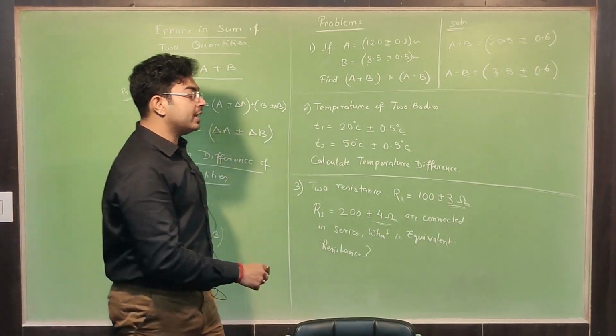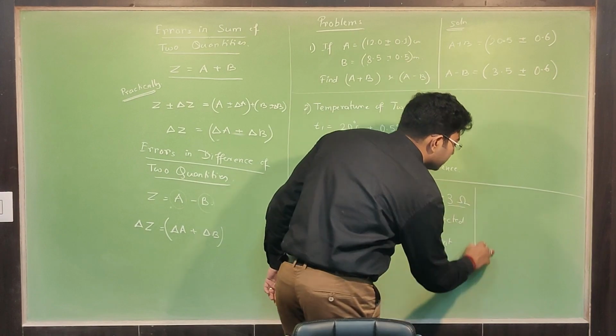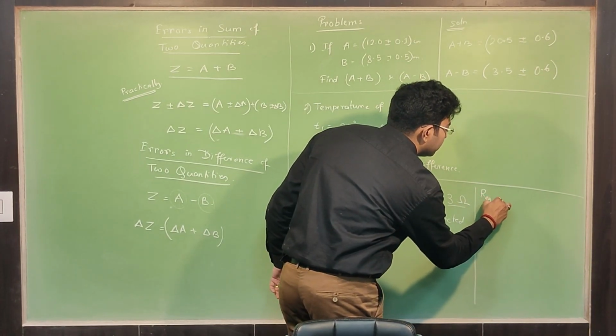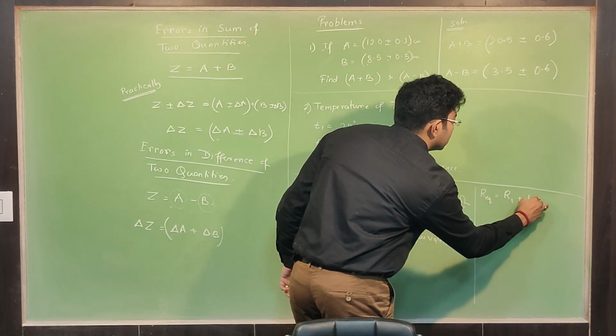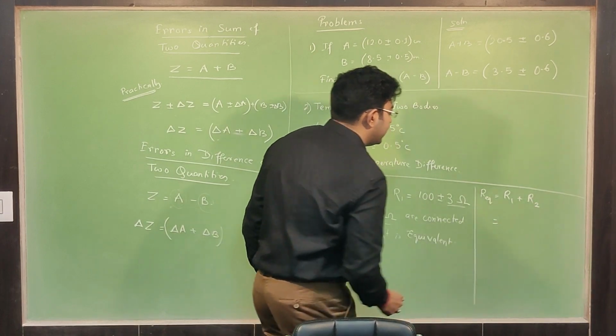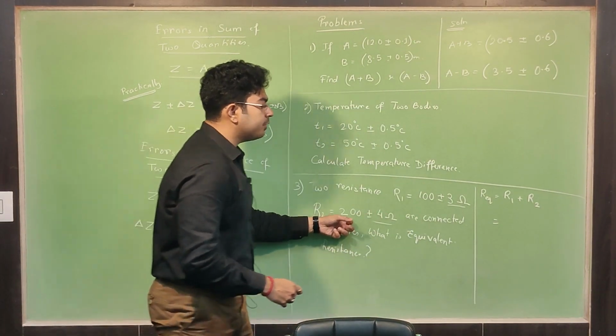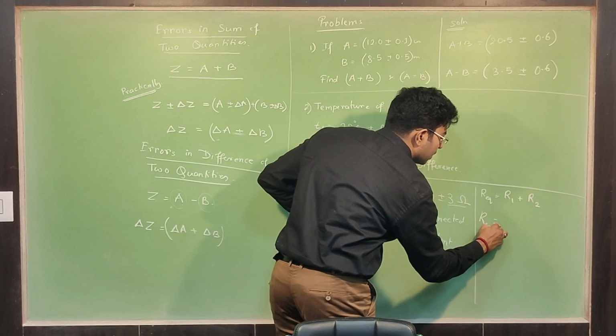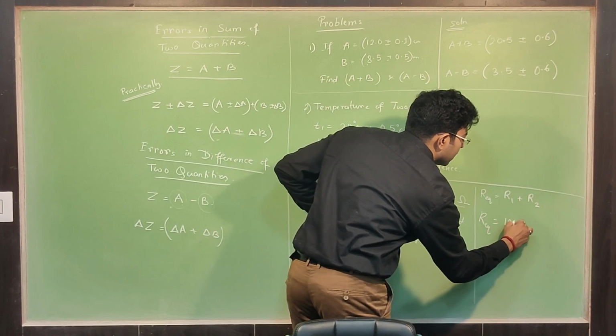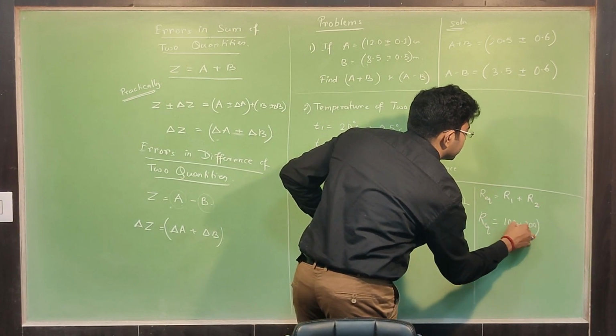So for series equivalent, I hope you all know the formula. R equivalent will be R1 plus R2. So here what we need to do is add. 100 plus 200 will be what? 100 plus 200, that is 300.